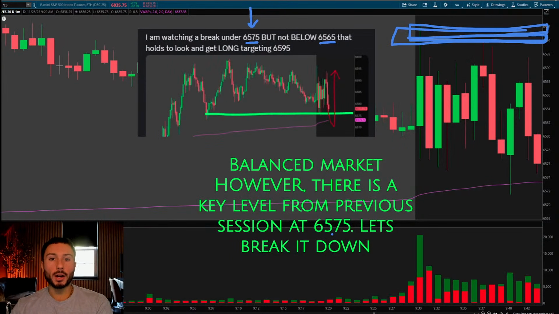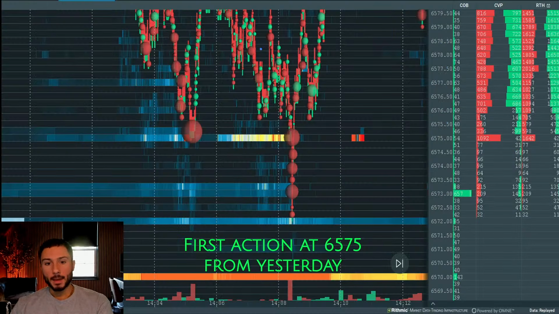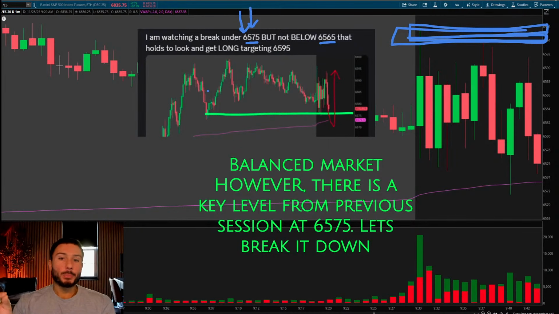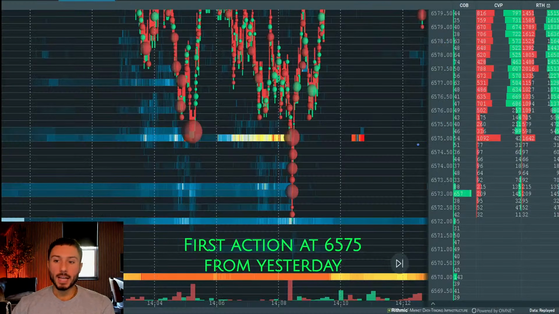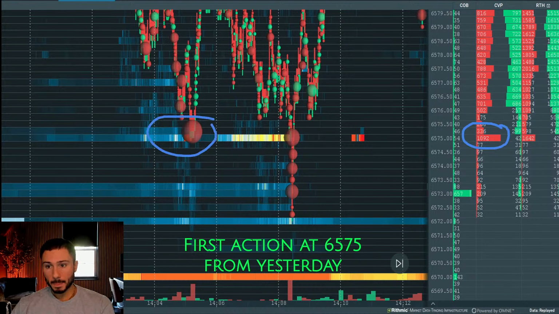But I want to show you where 65.75 came from. This came from some delta outliers. This was from the session prior, what I'm showing to you right now. The session prior, we see 1,092 contracts hit the bid at 65.75. 1,600 total on the full session.